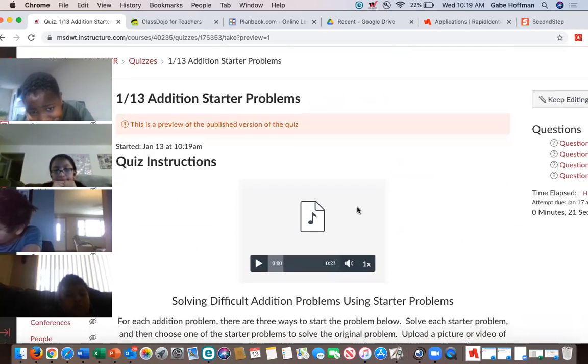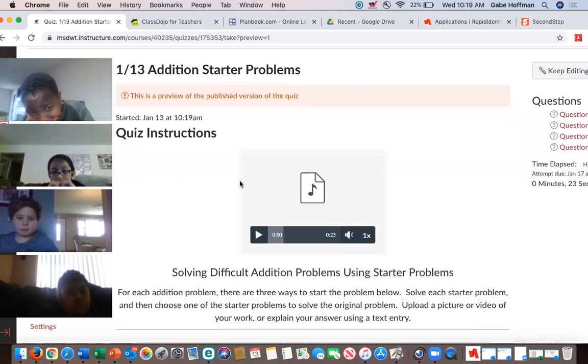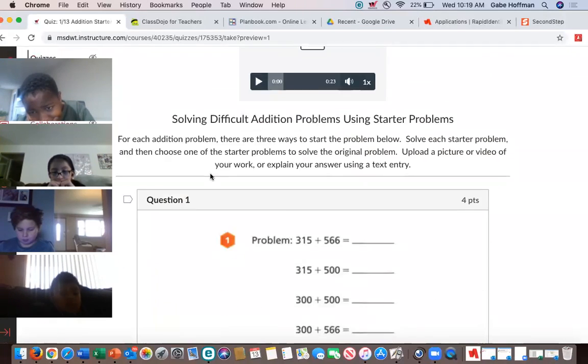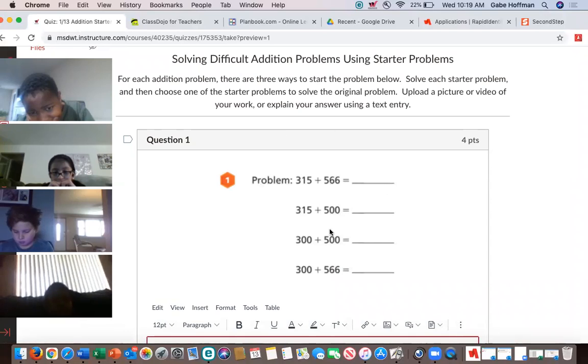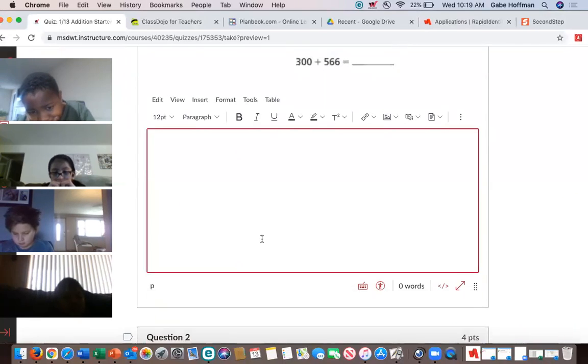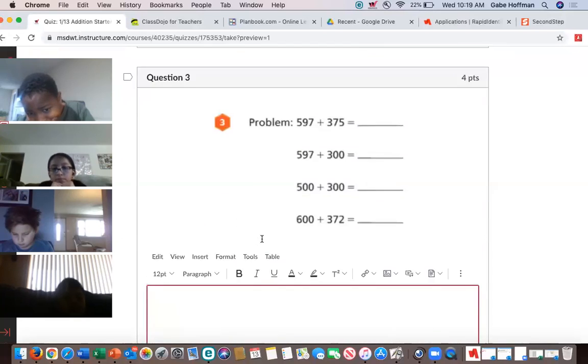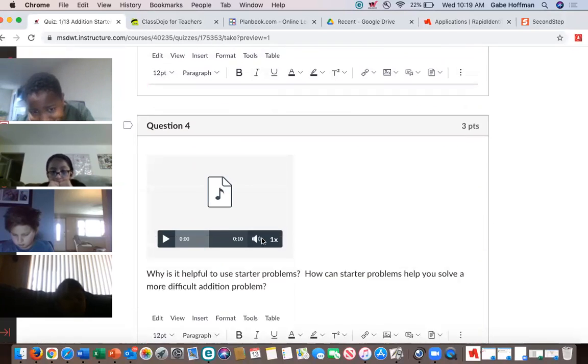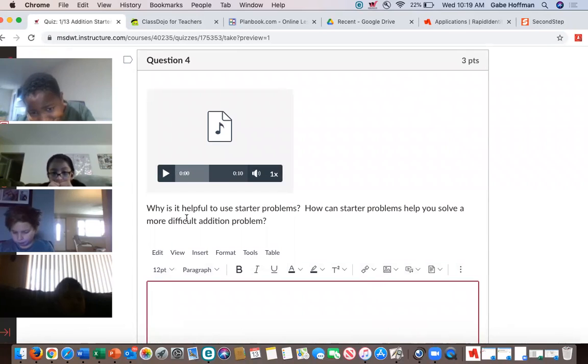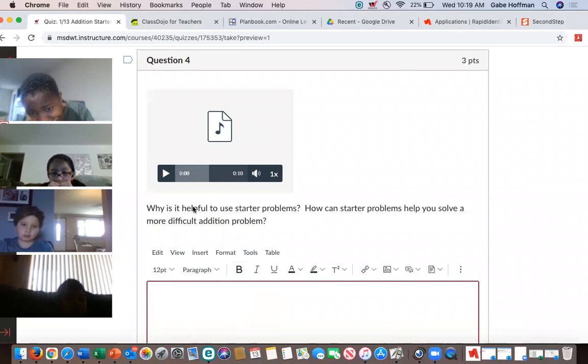This is page 271 in your workbook. So if you just want to solve them in the workbook and then post a picture of your work, that's fine with me. For each problem. That's probably easier. You have 3 sets. And then the last one says, why is it helpful to use starter problems? How can they help you solve a more difficult addition problem? You get 3 points for explaining that.